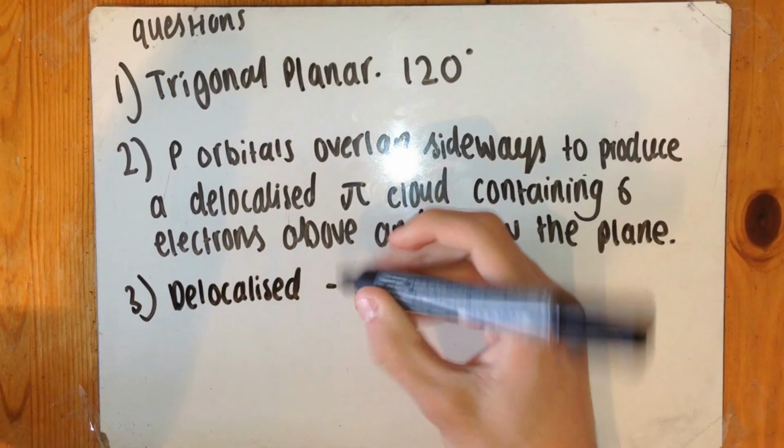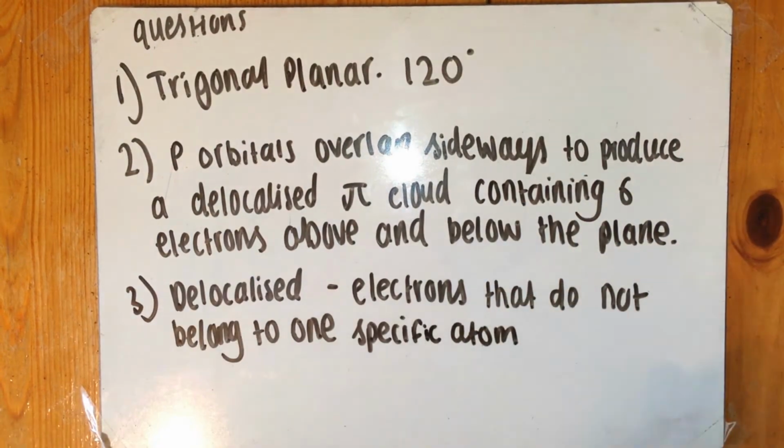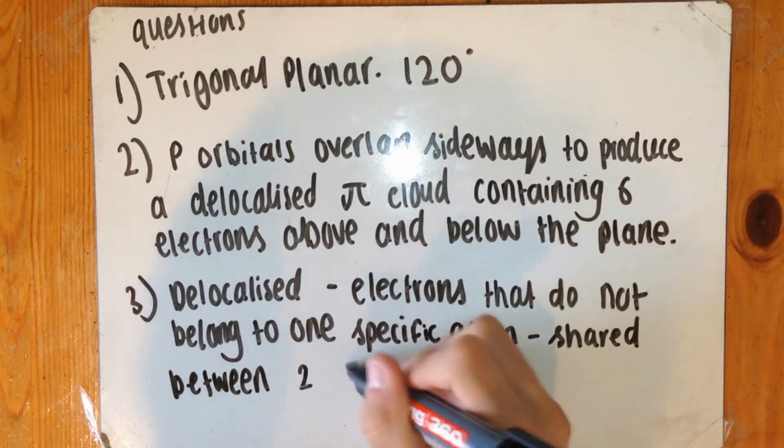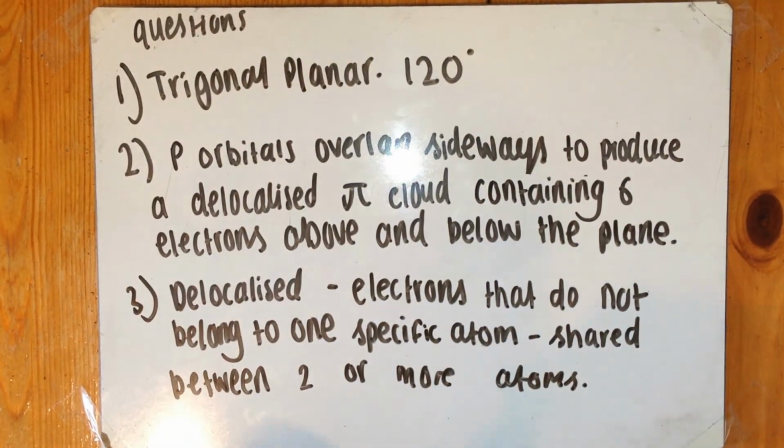Finally, what does delocalized mean? A delocalized electron is an electron that does not belong to one specific atom. It may have originally, but now it's shared between 2 or more atoms.